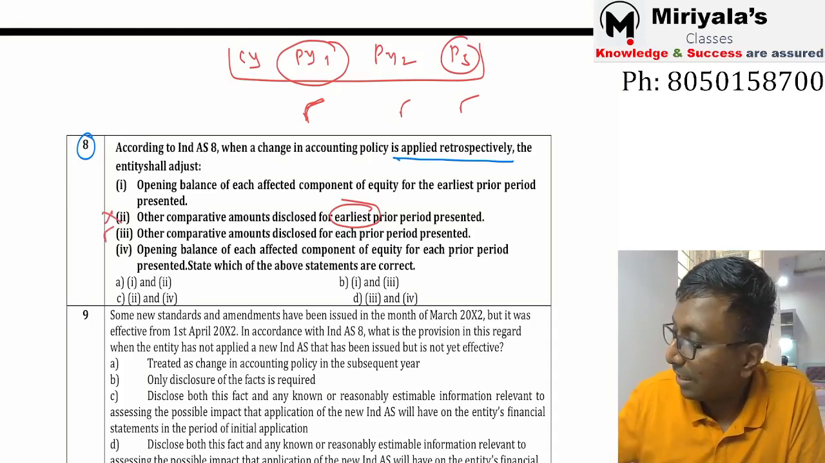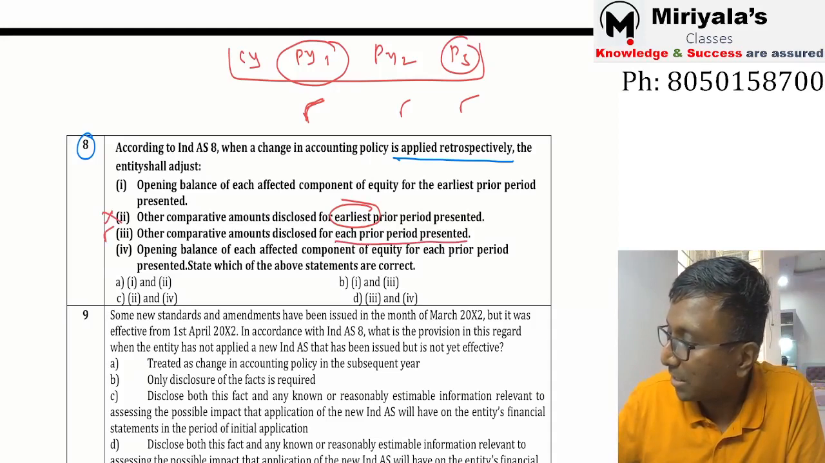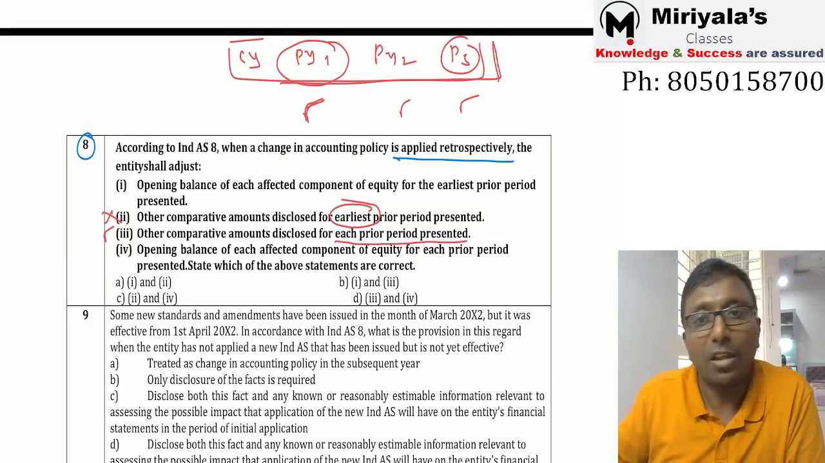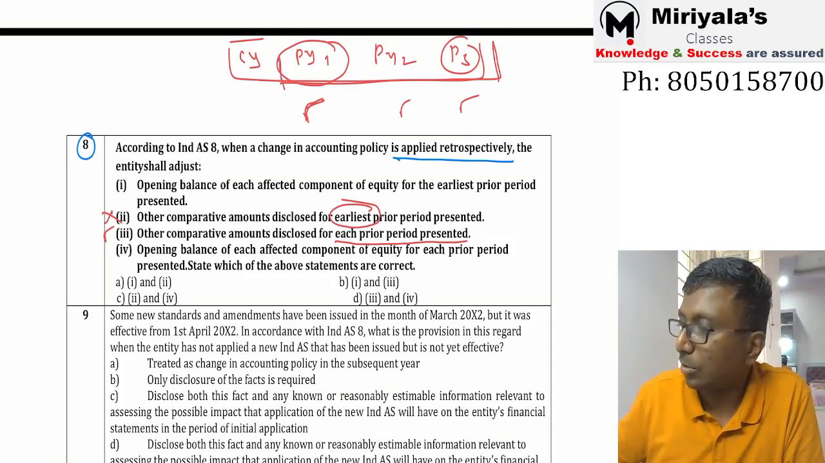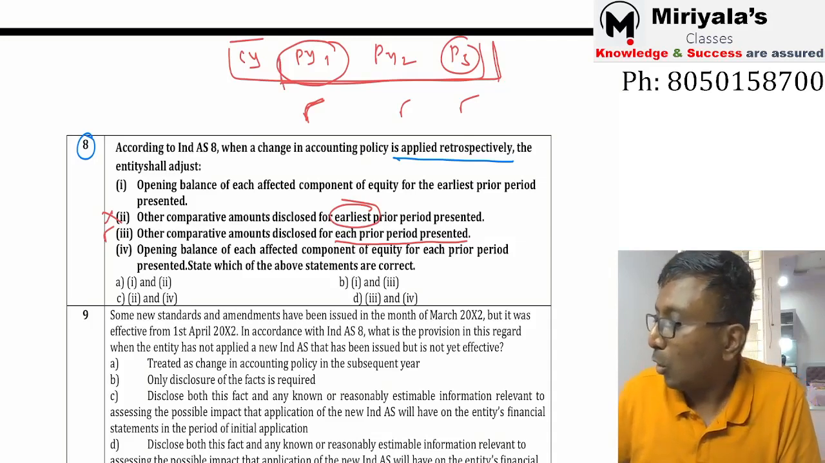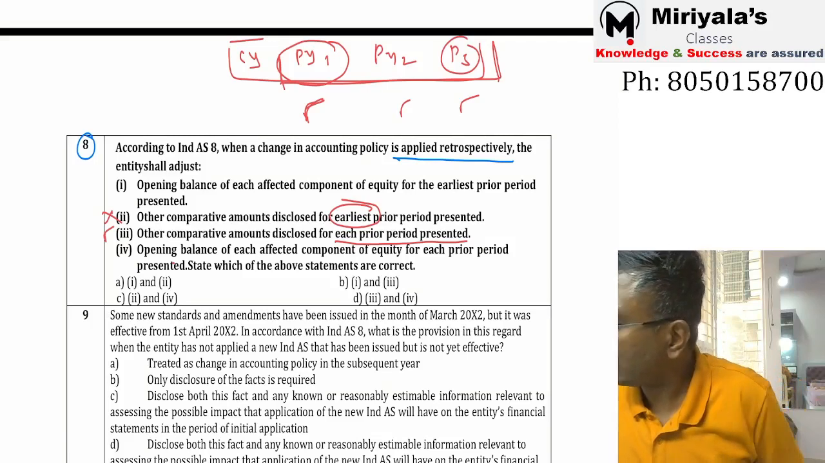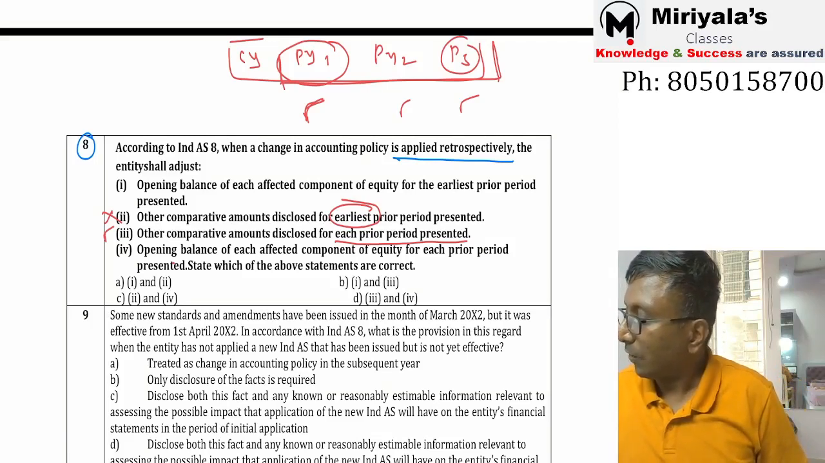This is correct. "Each prior period presented." What are you presenting? I am presenting all three, sir. All the three you are supposed to give the effect. Next, opening balance of each affected component of equity for the earliest prior period presented.